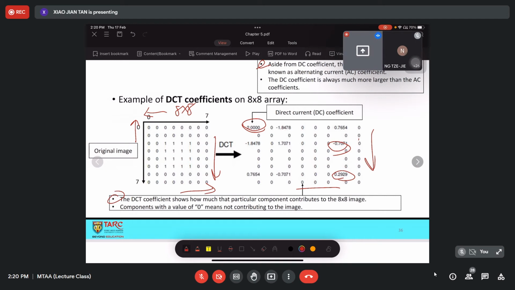JPEG is actually a group of people, a community. They are very expert in image processing, and they think that 8 times 8 is the right block size for JPEG compression. So that is why in this chapter and also the next chapter, we are going to process the image conversion using 8 times 8.